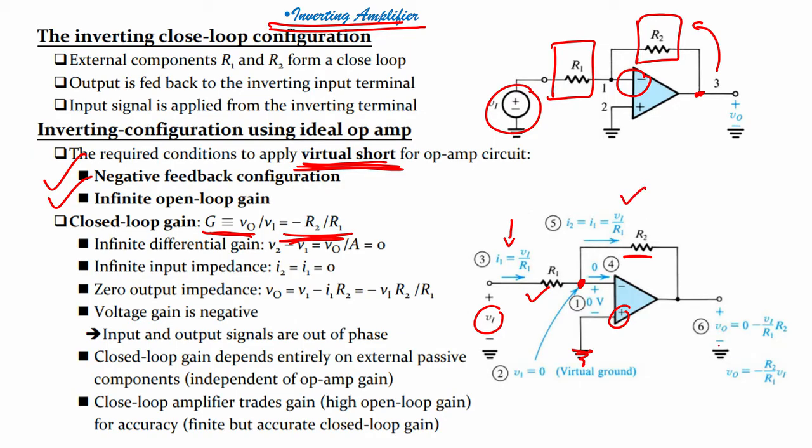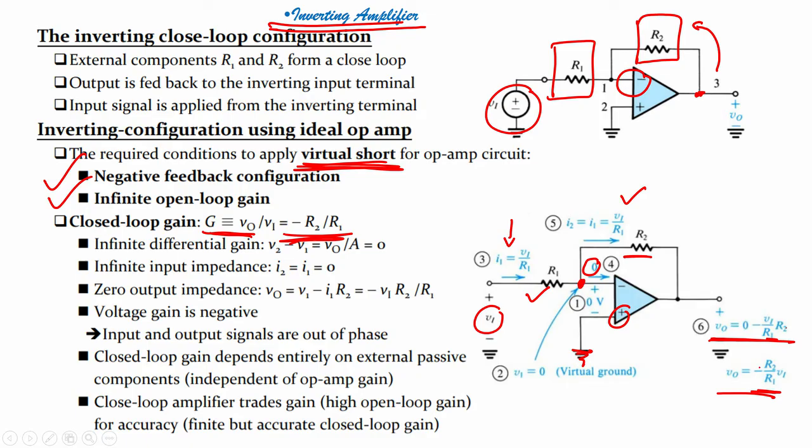So, what will be my output voltage? It is 0 here, because nothing will flow here, it is a very high input impedance, and the difference voltage is also 0 volt. So, if I want to measure VO, VO is nothing but 0 minus V1 by R1 into R2. So, what will be VO? VO will be nothing but minus R2 by R1.